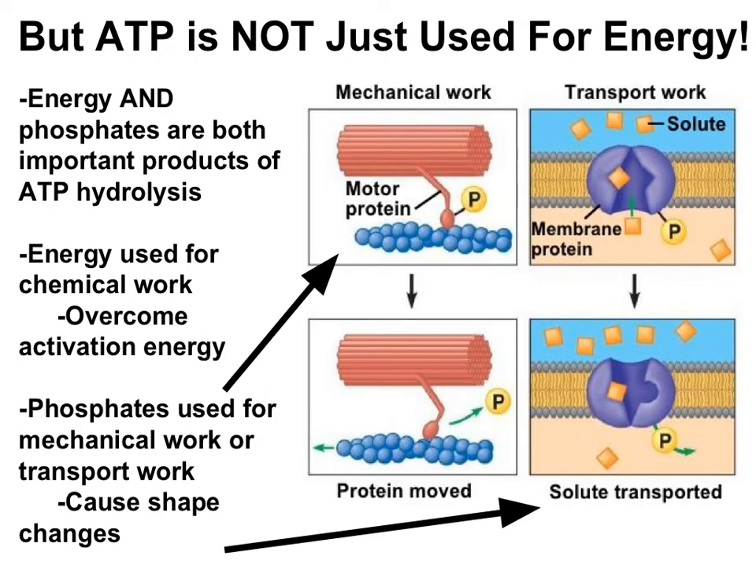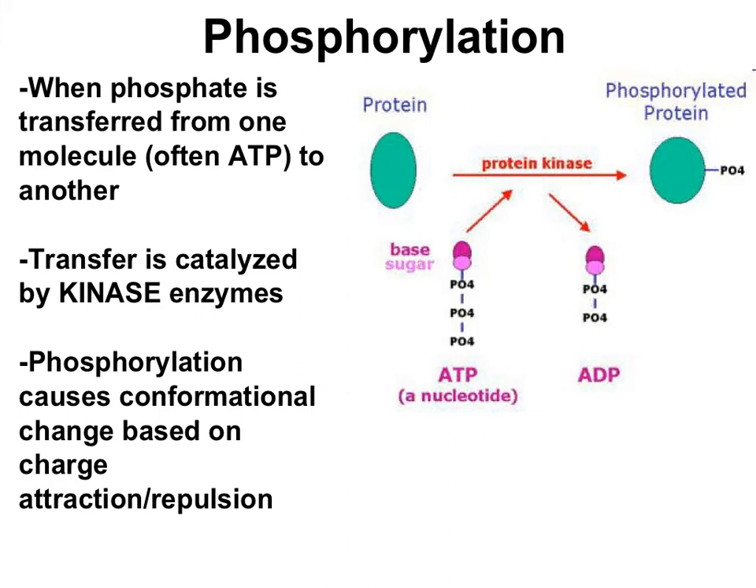The phosphates from ATP can be used for mechanical or transport work. Because of the negative charge on phosphates, using the phosphate of ATP to phosphorylate other molecules is a great way to change the shape of target molecules and activate or deactivate a molecule through shape change. You can see in this example the shape changes of myosin and the shape change of a protein pump. Remember, this process of ATP donating phosphates to other molecules is called phosphorylation. Phosphorylation is the transfer of phosphates from one molecule to another and is usually done by a kinase enzyme.